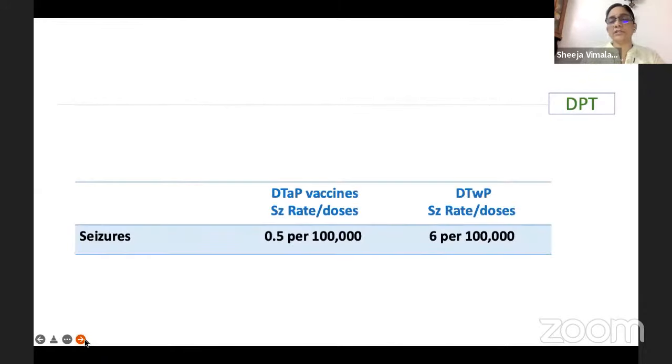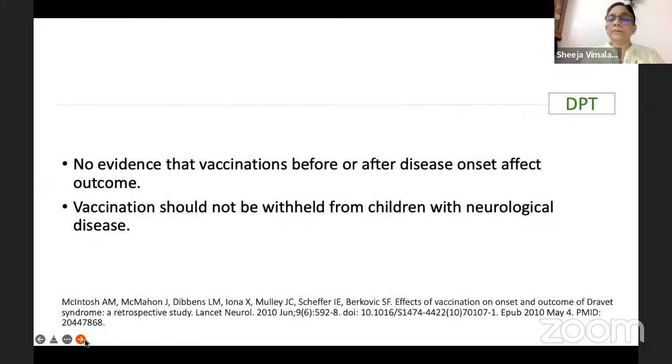Yes, DPT can cause seizure. We all know that. The incidence of seizure following DPT is more with whole cell pertussis than acellular pertussis. But whole cell pertussis gives more protection against infection and a longer duration of protection. So the higher incidence of seizure is probably because of the higher incidence of fever also. But you should also know that there is no evidence that vaccination before or after disease onset affects the outcome in case of a neuroregressive disorder. What does that mean? If you're giving a DPT, you may have precipitated or witnessed the first seizure after the DPT. But even if you had not given the DPT, the disease course would have been the same. So DPT neither precipitates a disease onset nor worsens a disease.